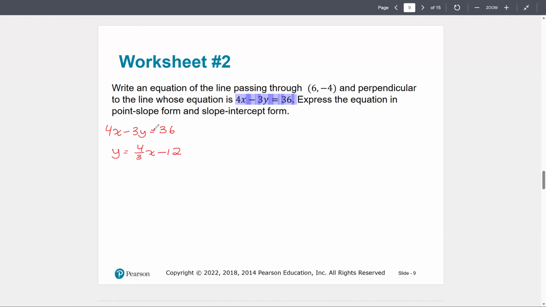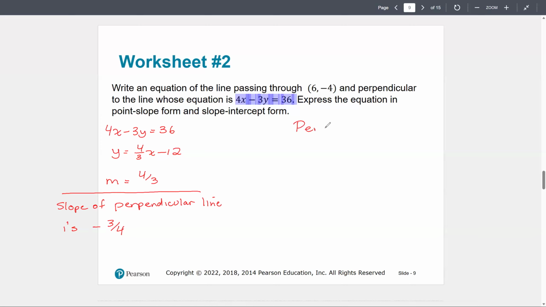Okay, so 4x minus 3y equals 36. We wrote that as y equals 4/3 x minus 12. So that means the slope is 4/3. The slope of the perpendicular line is going to be negative 3/4 because it has to be the negative reciprocal.